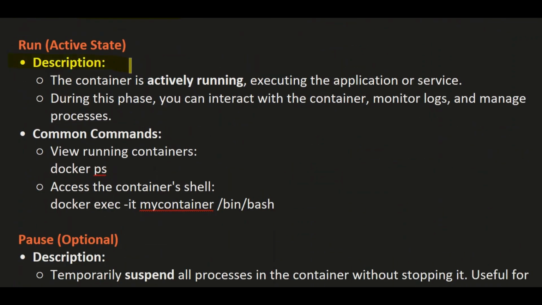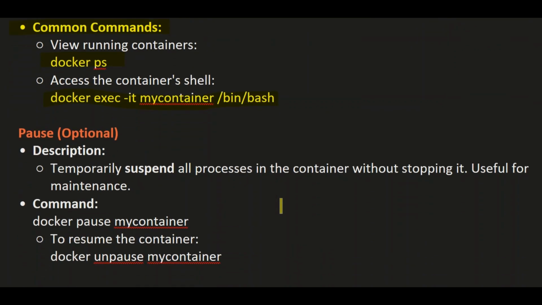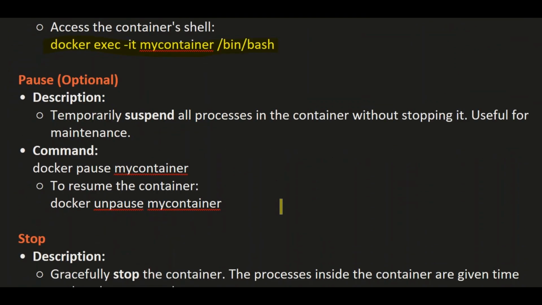Run, active state. Description: the container is actively running, executing the application or service. During this phase, you can interact with the container, monitor logs, and manage processes. Common commands: view running containers, docker ps. Access the container shell, docker exec -it mycontainer /bin/bash.